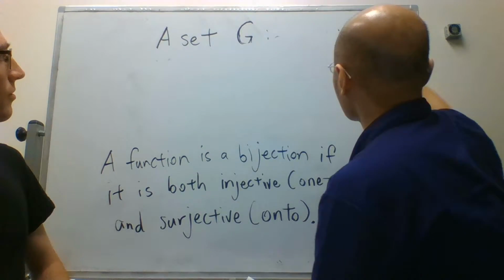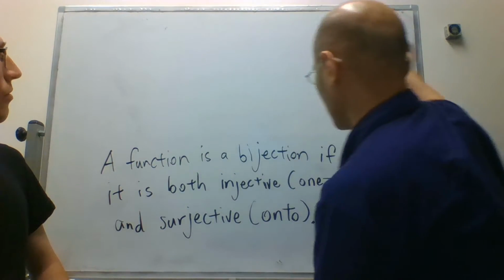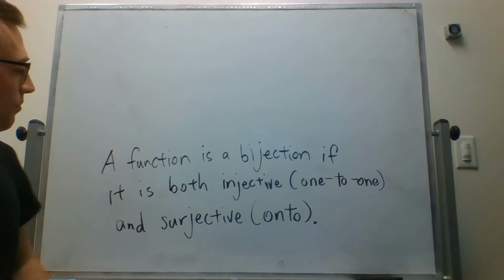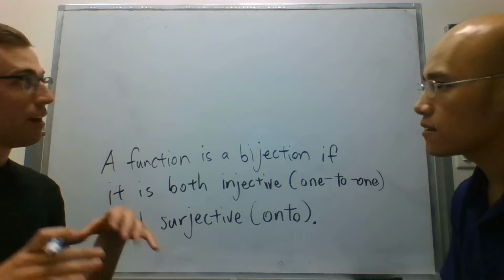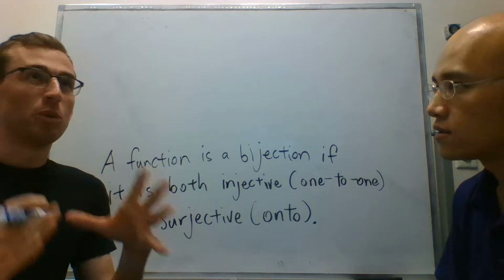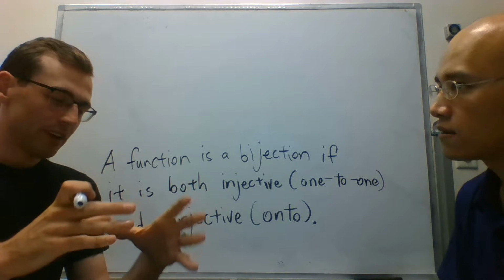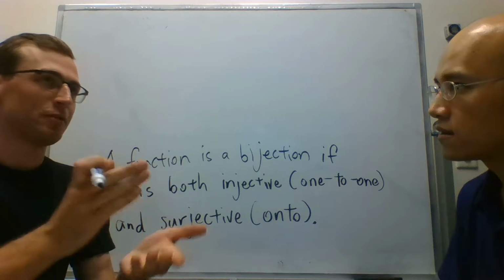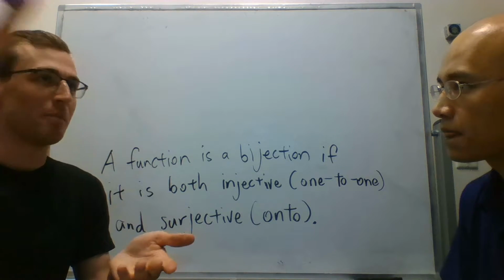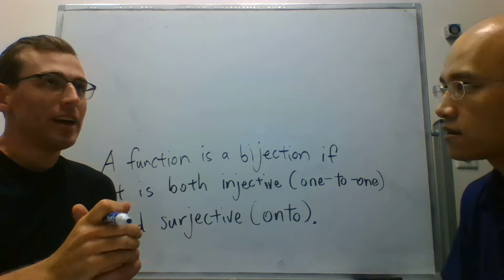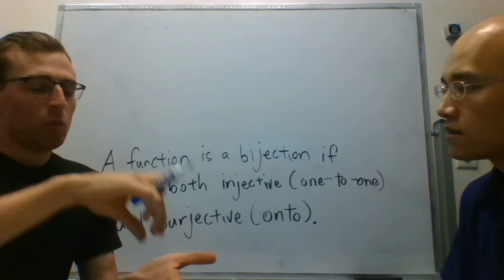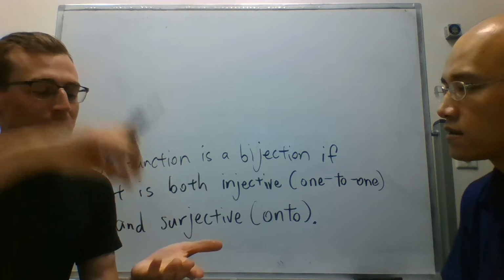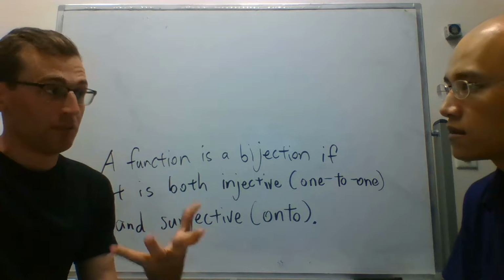Why don't you tell us what one-to-one means? Okay, so a function is one-to-one if, let's say you have an element in its domain and it maps to some element in its range. It's one-to-one if only one element from the domain maps to each unique element of the range.